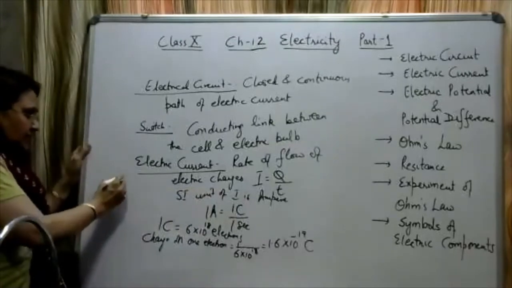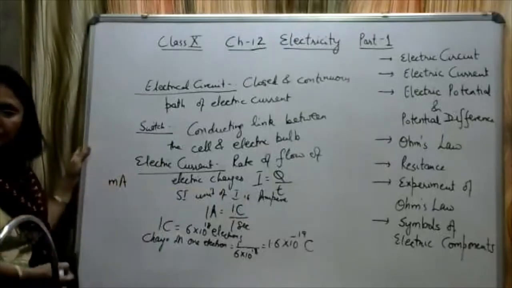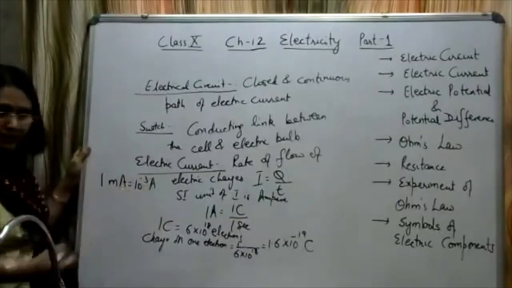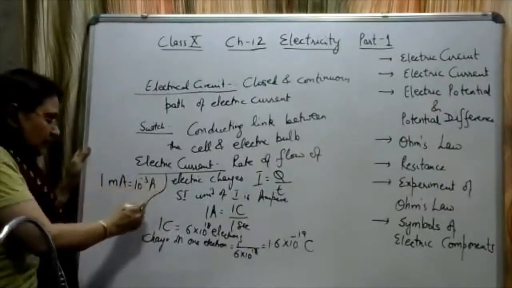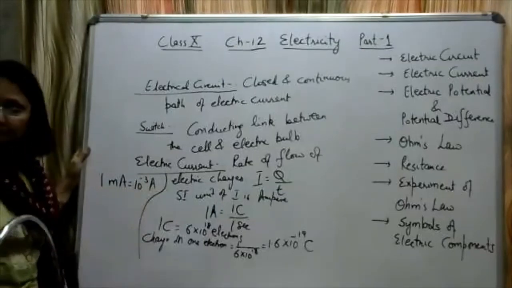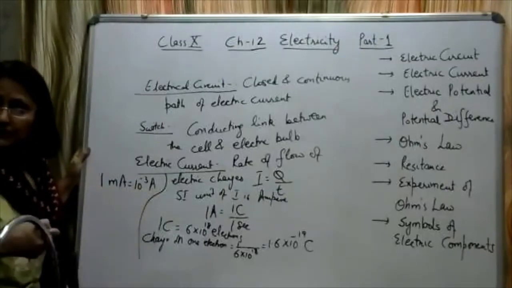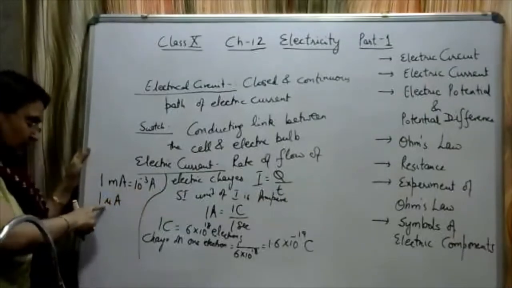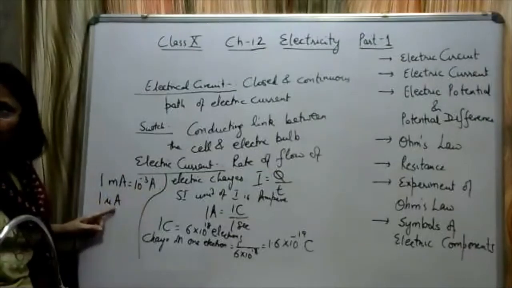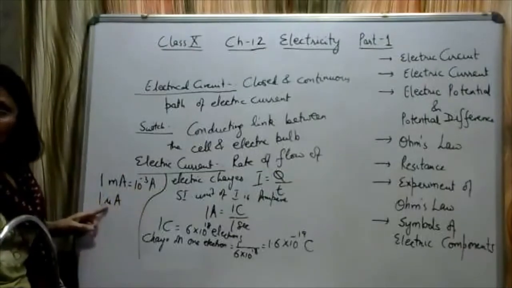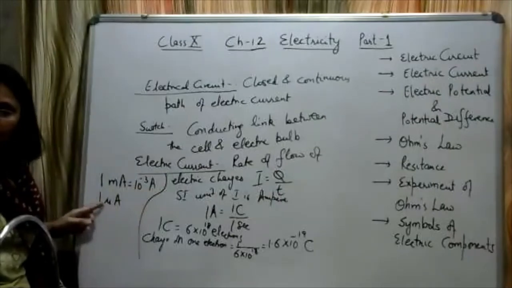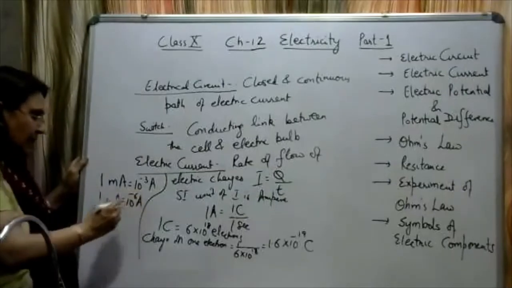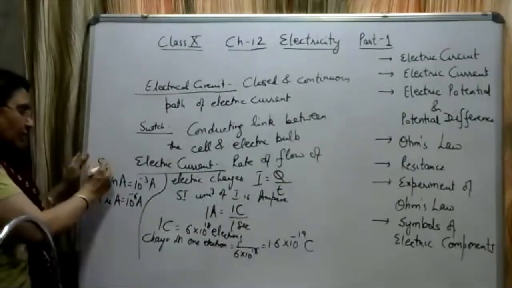Milliampere is written as mA, where 1 milliampere is equal to 10 raised to the power minus 3 ampere. Even smaller currents are measured in microampere. This is a Greek symbol called mu, and it denotes micro. 1 microampere is equal to 10 raised to the power minus 6 ampere. So these are the smaller units of current.